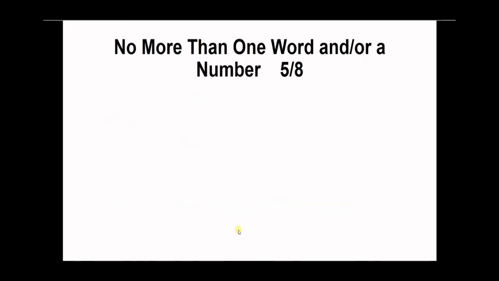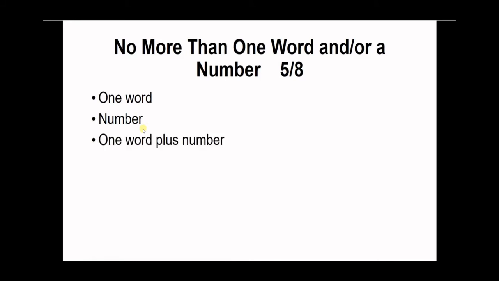The next option we will look at over here is no more than 1 word and or a number. So what do they mean? You can write just 1 word. You can also write a number, and you can write 1 word plus a number. All these are possibilities if you see this instruction, no more than 1 word and or a number.